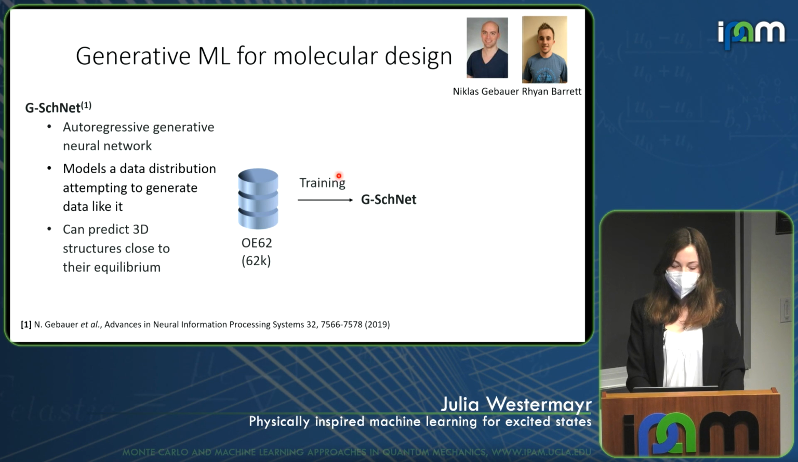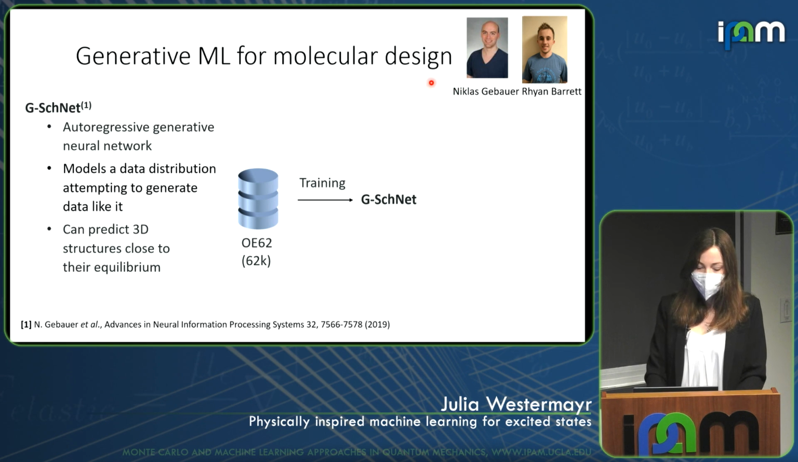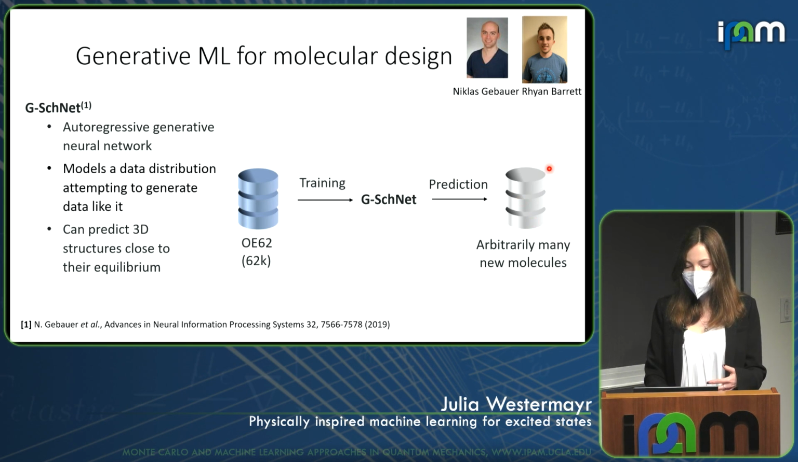And we used GSNet, which was developed in Klaus-Robert Müller's group by Niklas Gebauer. And this model is an autoregressive generative neural network model. And it's unsupervised learning. We try to model a data distribution, and we want to predict a data distribution that is similar to the original one. So the loss function is basically the similarity between the molecules that are trained and that are predicted. And this model is very powerful to create molecules in 3 dimensions and structures that are close to the equilibrium.